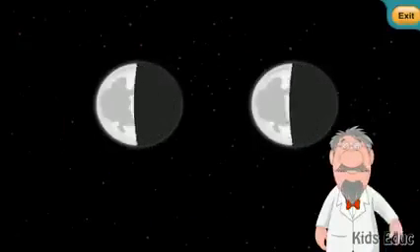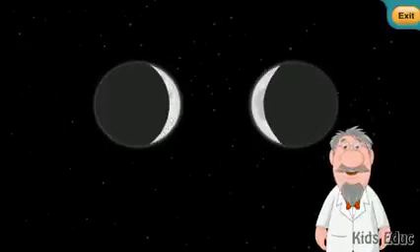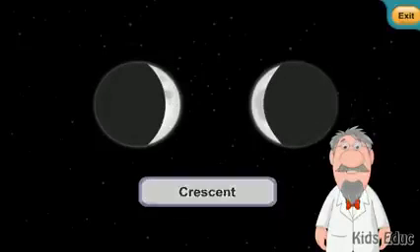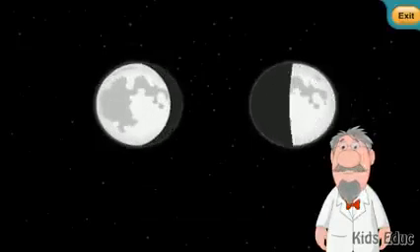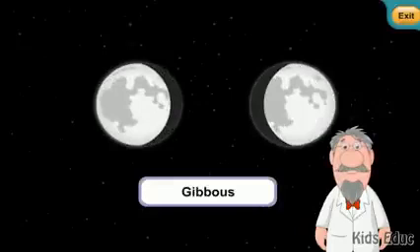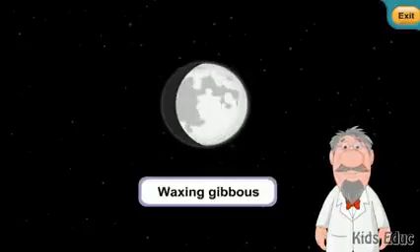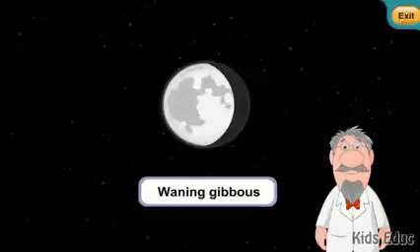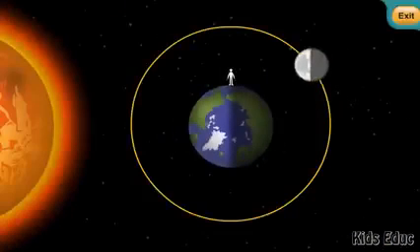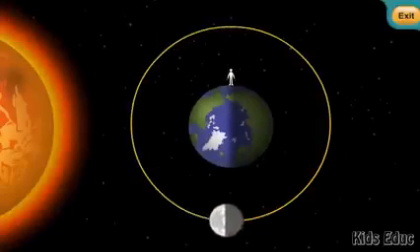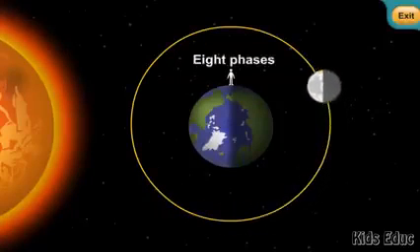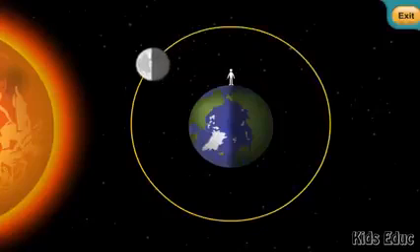When less than half of the moon is lit by the sun, it is called a crescent. When more than half of the moon is lit by the sun, it is called a gibbous. Waxing gibbous indicates the part of the moon that is lit and growing, whereas waning gibbous is the part of the moon that is lit and shrinking. Based on what we just learned, let's look at the different phases of the moon. There are 8 phases in all. We'll now explore each phase of the moon.